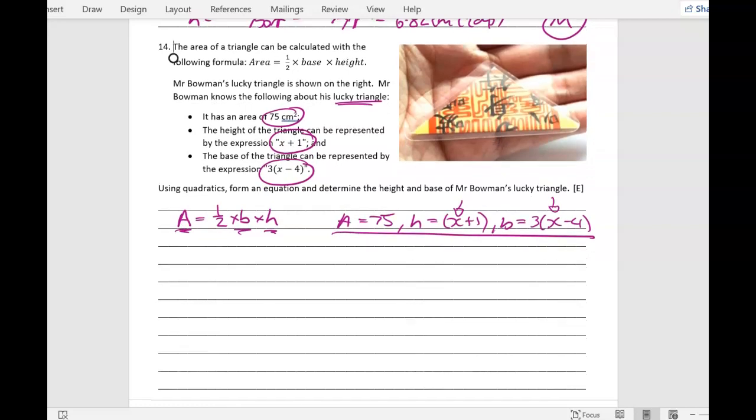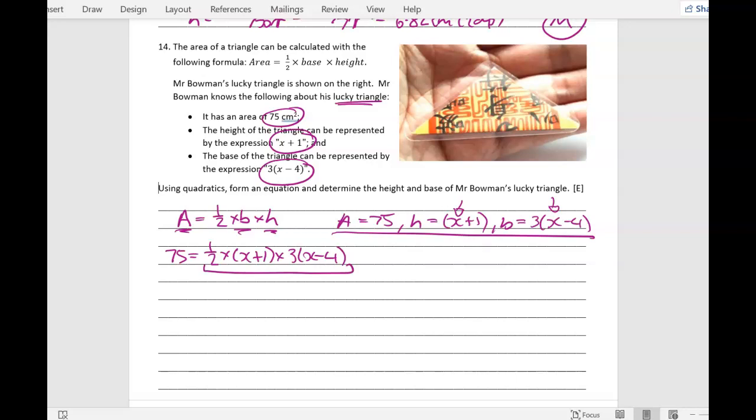So let's go ahead and put that all in. The area, oops, I shouldn't write A, I should write 75 because I know exactly what that is. So 75 is equal to 1/2 times (x + 1) times (3x - 4). I'm just going to start by simplifying the right-hand side.